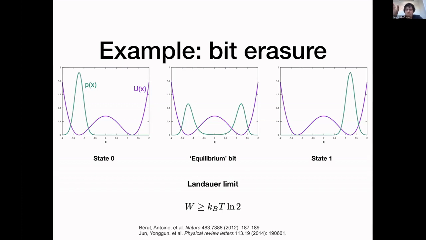If you're in the right-hand well, you're in state 1. Then you can show that if you start from an equilibrium state with equal probabilities and you want to push all the probability to one state, the amount of work that you need to do, or the amount of heat that you produce, will always be at least kBT log 2. This is the Landauer limit.